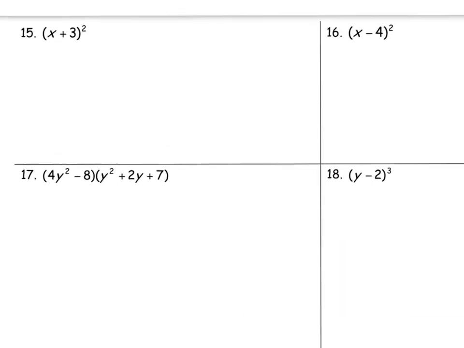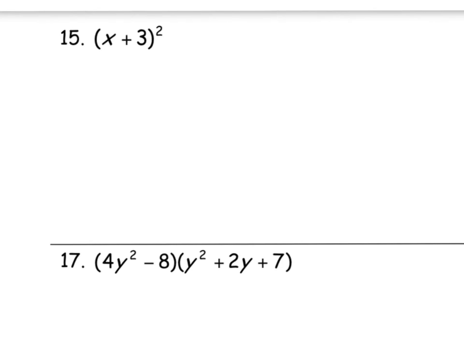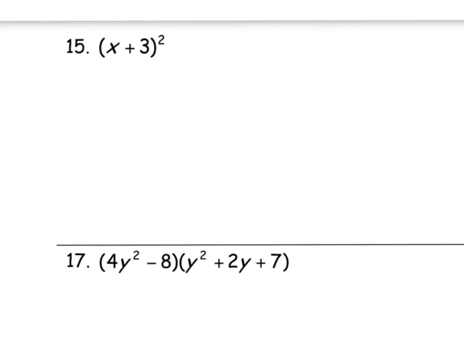I'm going to only do number 15, and then I want you to try the rest of the problems in class and get as far as you can.